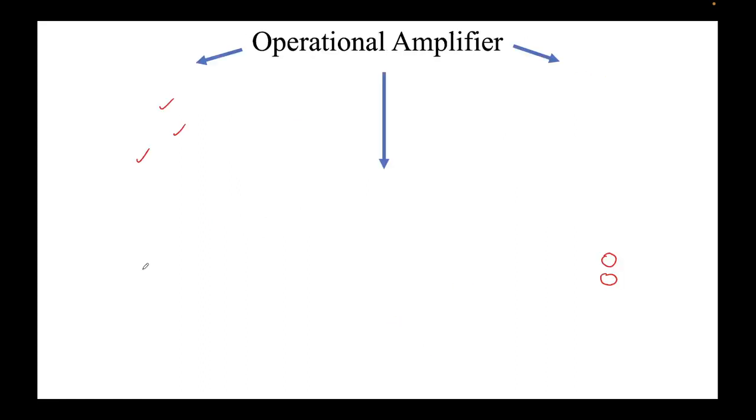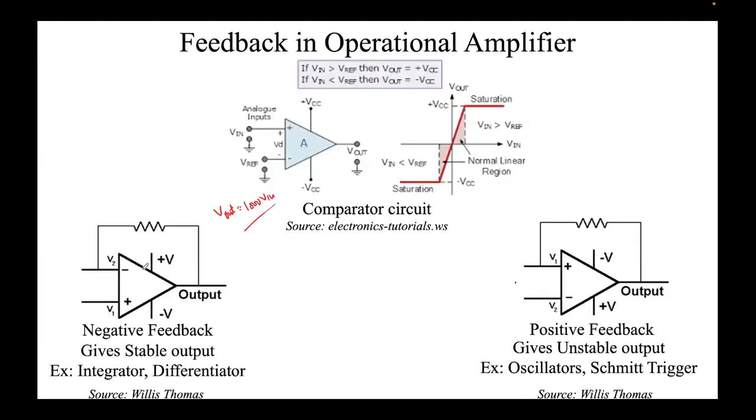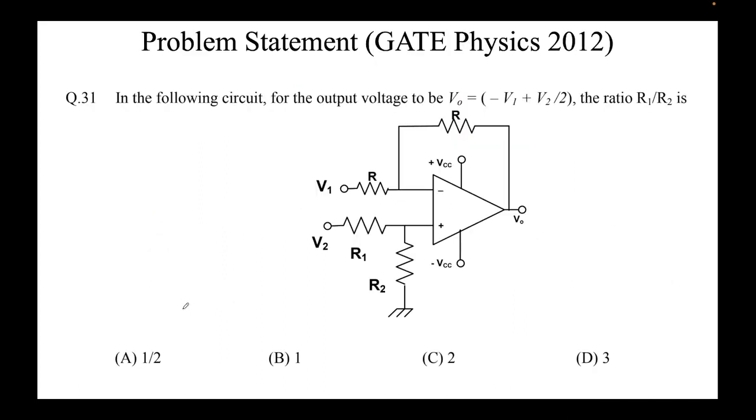I talked about the properties of an ideal operational amplifier, and that we typically use them in feedback, with negative feedback giving a stable output, right? So we'll directly jump into the questions today. These are, again, as I've told you in the last session also, very simple questions, purely based on KVL and one formula. That's it. There's nothing fancy happening in operational amplifiers. It's a very scoring, very easy to understand, very straightforward topic.